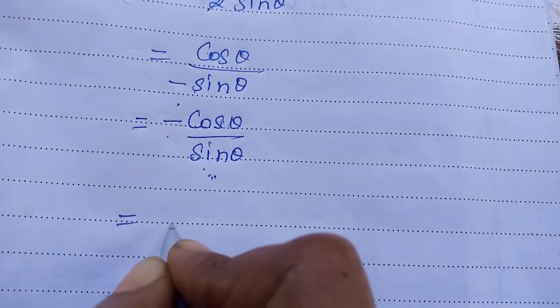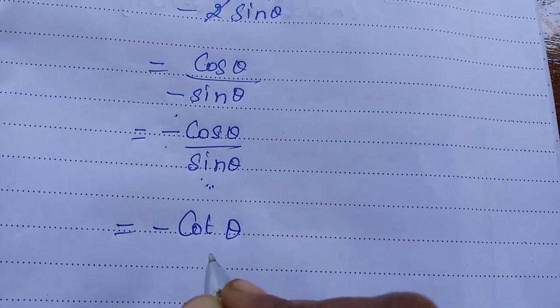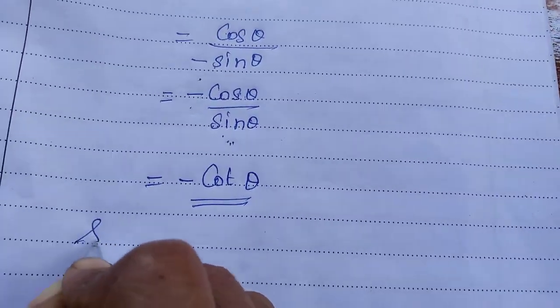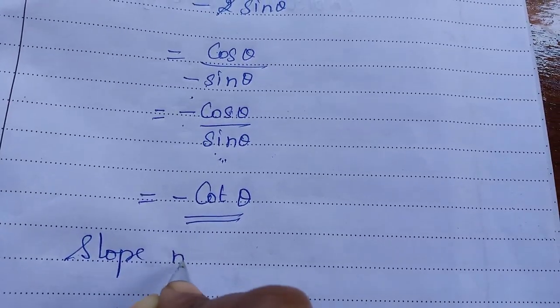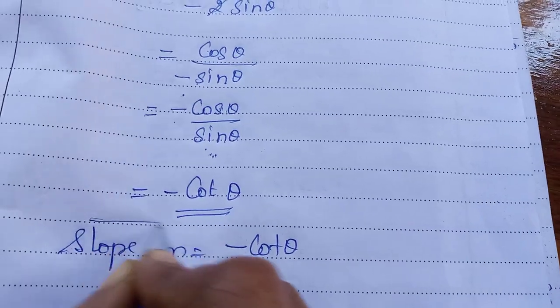So what is the answer we get? Minus cot theta. Understood, students? So slope m is equal to minus cot theta. That is the answer.